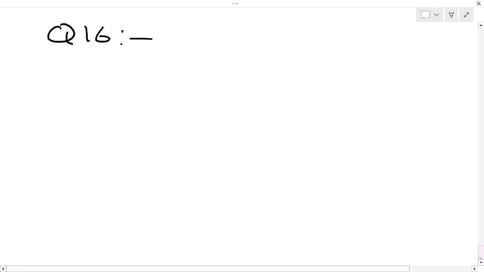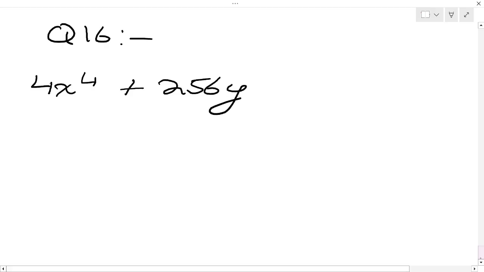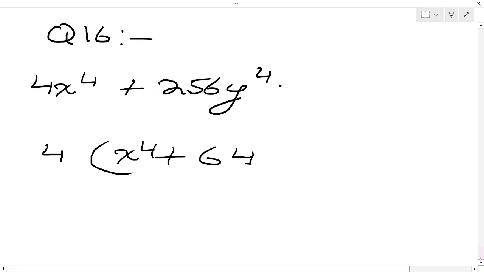Question number 16 states that we have an expression which is 4x^4 being added with 256y^4. Now we need to simplify this real quick. What is common between these two terms? So 4 is common between these two, so we will take 4, and then we will apply the bracket, and then when 4x^4 is divided with 4, it results in x^4 plus, now what is 256 divided by 4? It is 64. So we will have 64 and y^4 will remain as it is.